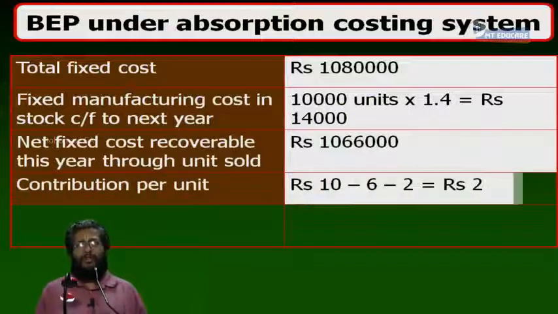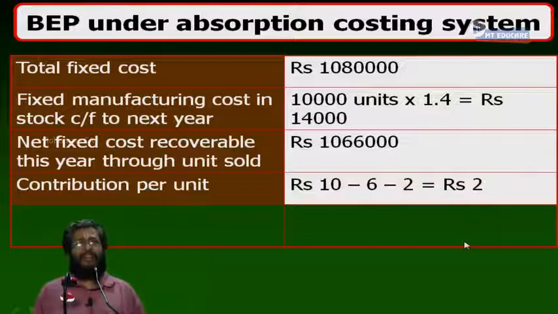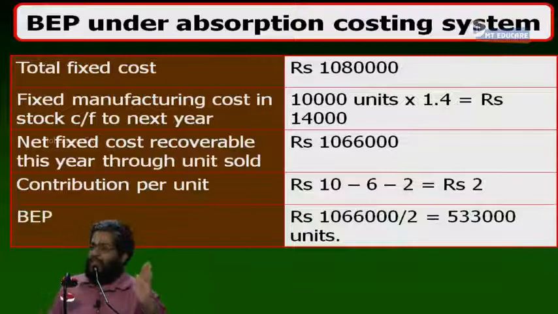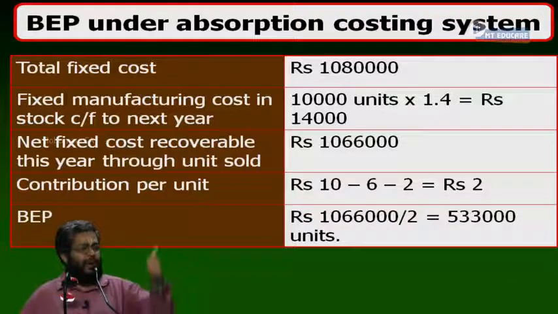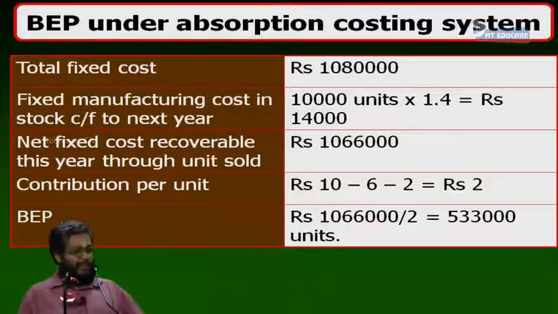And what is the contribution? 2 rupees. Tell me how I got 2 rupees: 10 rupees selling price, less 6 rupees variable manufacturing cost, less 2 rupees variable selling cost. So 2 rupees to recover 10 lakh 66,000 gives how much as break-even point? 5 lakh 33,000 units. Accept or not? When I sell 5 lakh 33,000 units, my absorption costing profit is 0. I need not do the problem once again; we saw how the profit is 0.